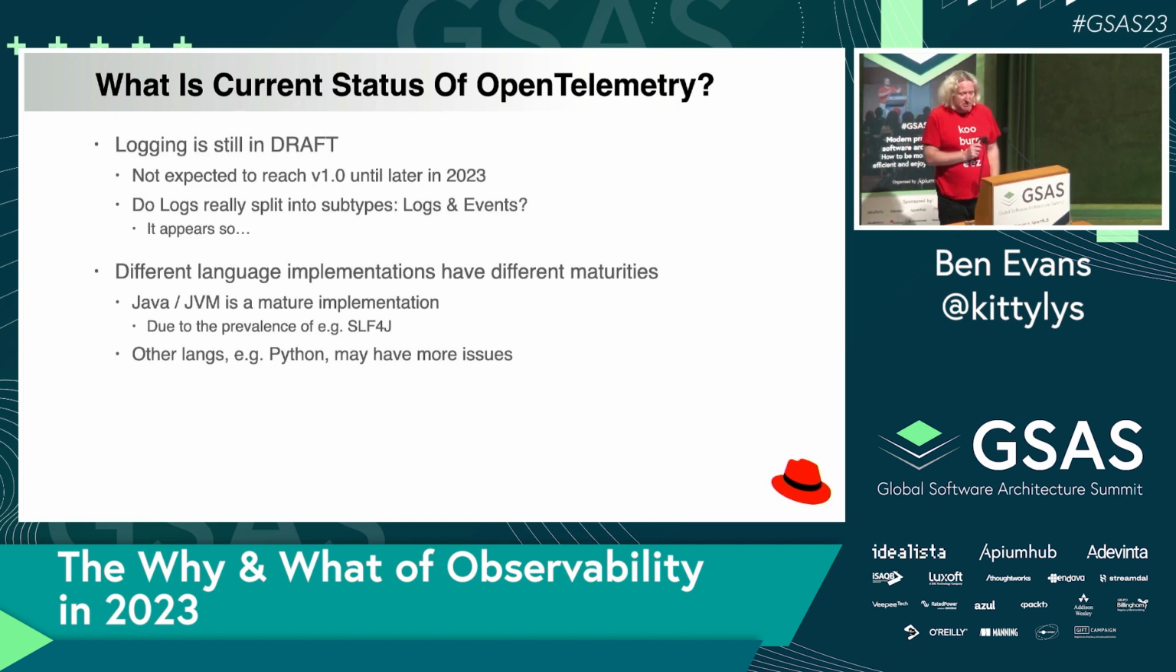It's not expected to reach 1.0 until later in 2023. Part of this is down to the question of whether it has two subtypes, true logs and events. And again, this one is where the language implementations having different maturity really bites us. Java's basically ready to go. Python is still looking really quite messy. And one of the things is they don't release a 1.0 status within the working groups until a minimum number of languages have reached that specified level.